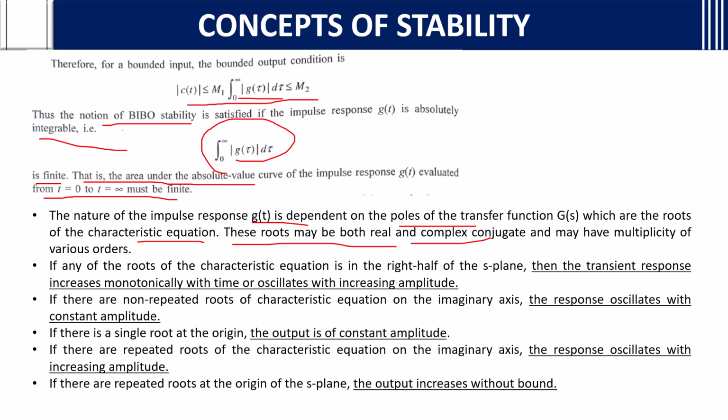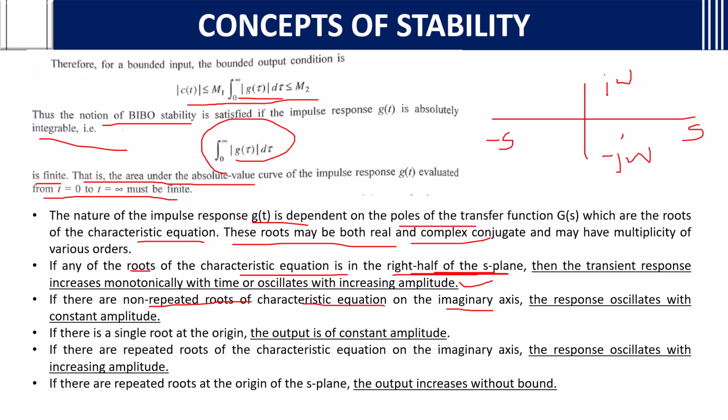If any of the roots of the characteristic equation is in the right half of the S-plane, then the transient response increases monotonically with time or oscillates with increasing amplitude. As I told, this is the right half, this is the left half, and this is the imaginary axis.